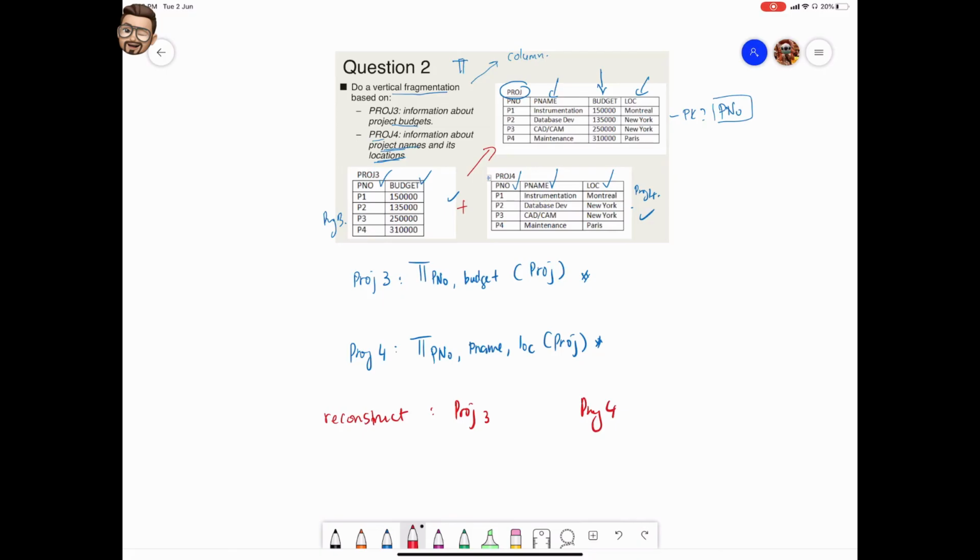The reconstruction for vertical fragmentation, the symbol is join. Project 3 will join with project 4 on what common attribute? P number. So that's why the primary key must be in all of the fragments, so that if you want to do reconstruction, it will be based on the primary key. So this is the project number. If you reconstruct back the table, you will get back one big table with all of the columns. We have P number, budget, P name, and location again in our table. So this is for vertical fragmentation.